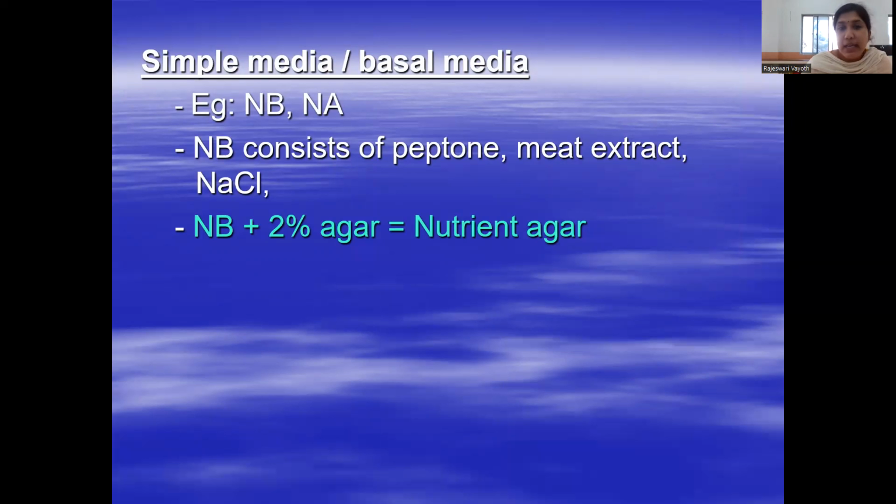Then simple media or the basal media, these are the media that contain simple chemical composition. Examples for simple media are nutrient broth and nutrient agar. Nutrient broth consists of peptone, meat extract, and sodium chloride. Nutrient broth plus 2% of agar is nutrient agar.